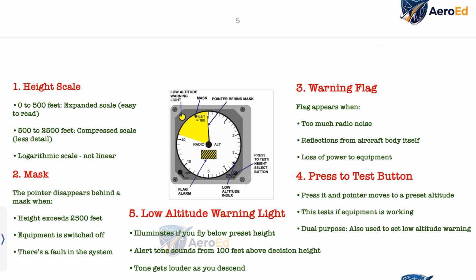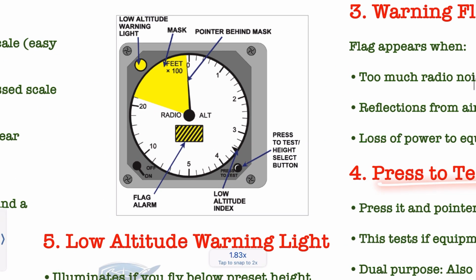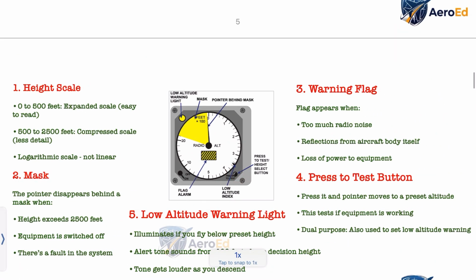So let's now look at the last part of the radio altimeter. The press to test button. So what is the function of this press to test button? If we press this button, the pointer moves to a preset altitude. And this tests if the equipment is working properly or not. And it is also used to set low altitude warnings.